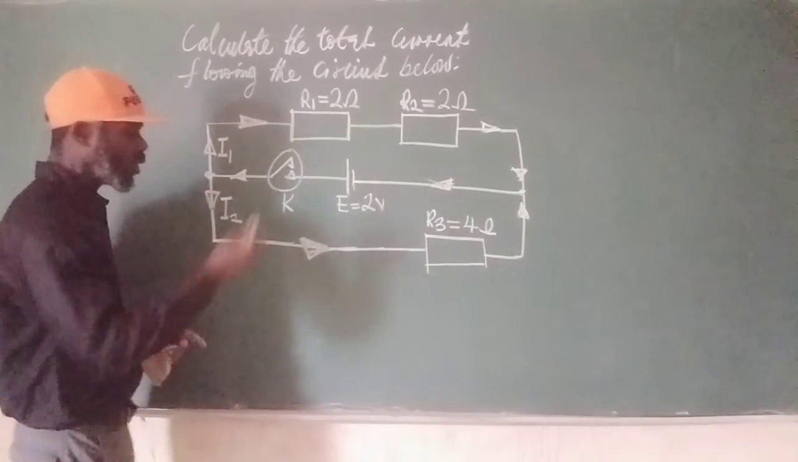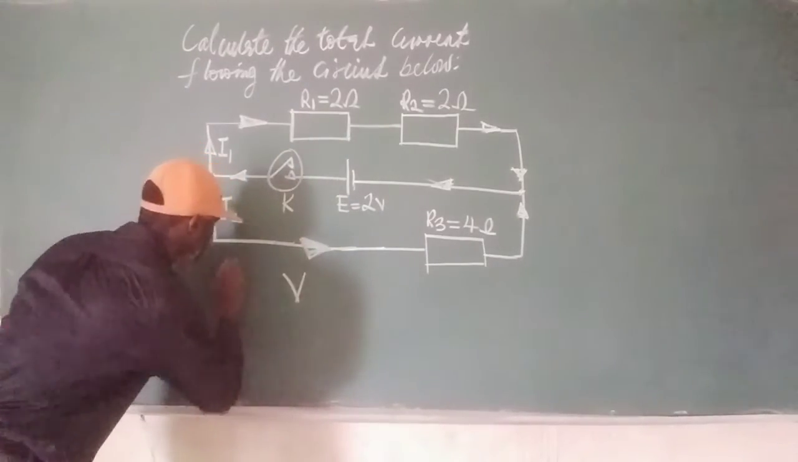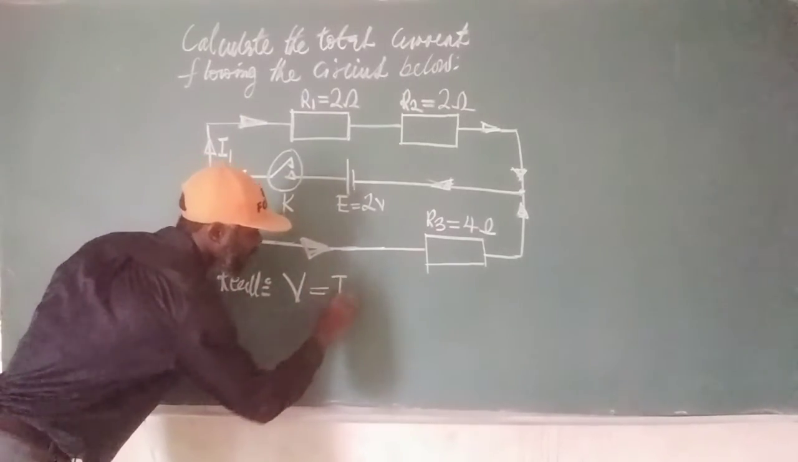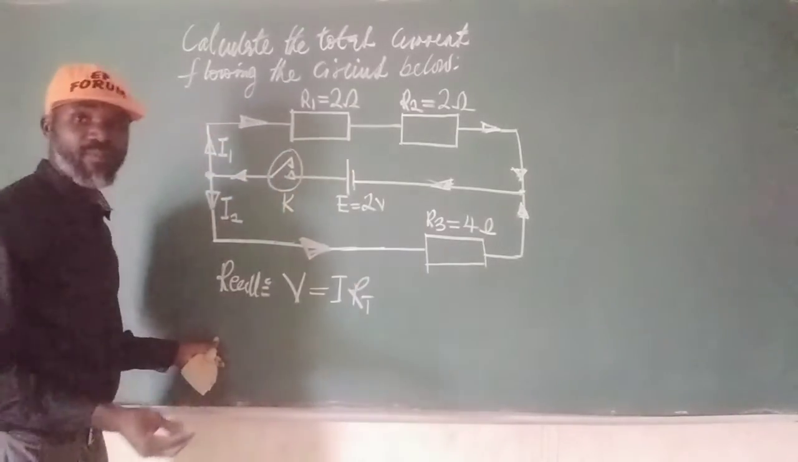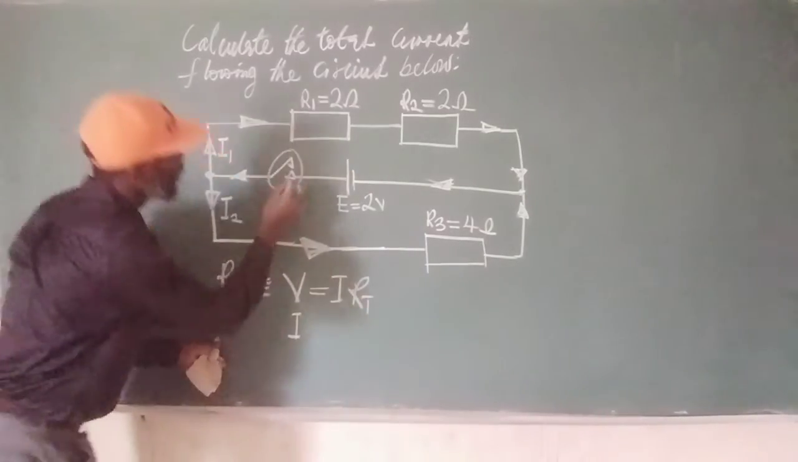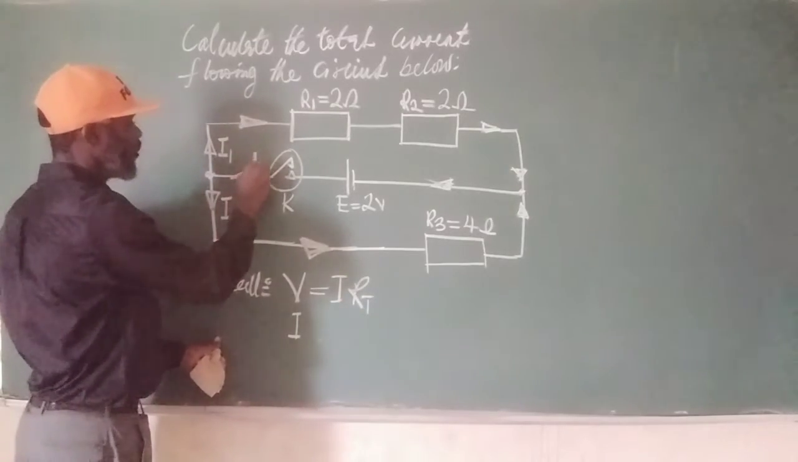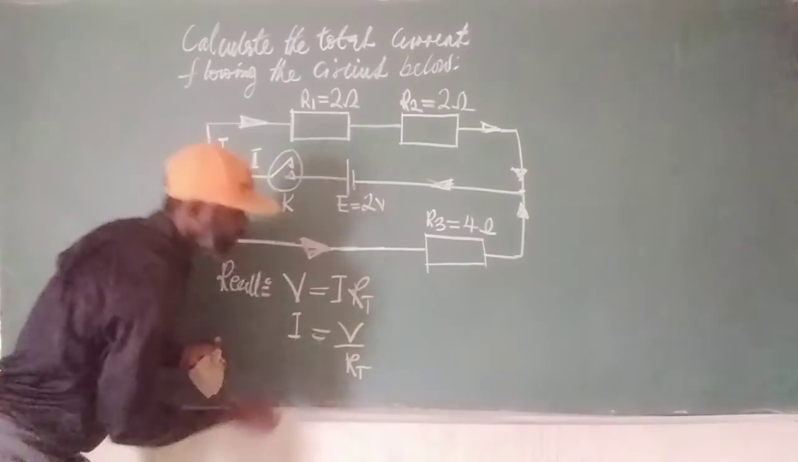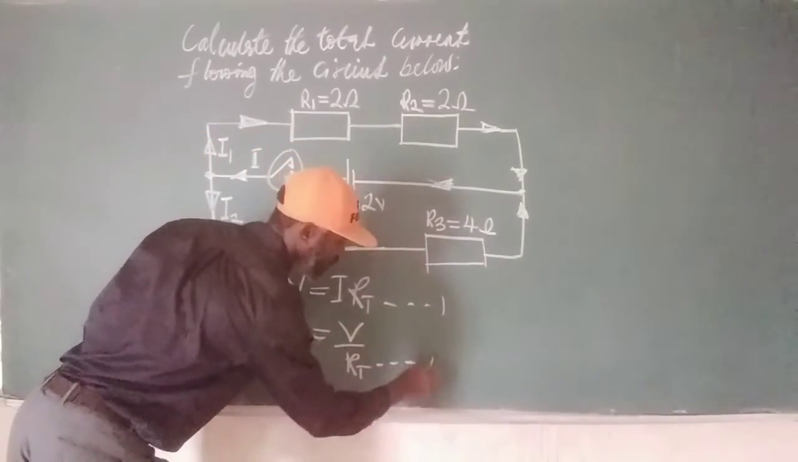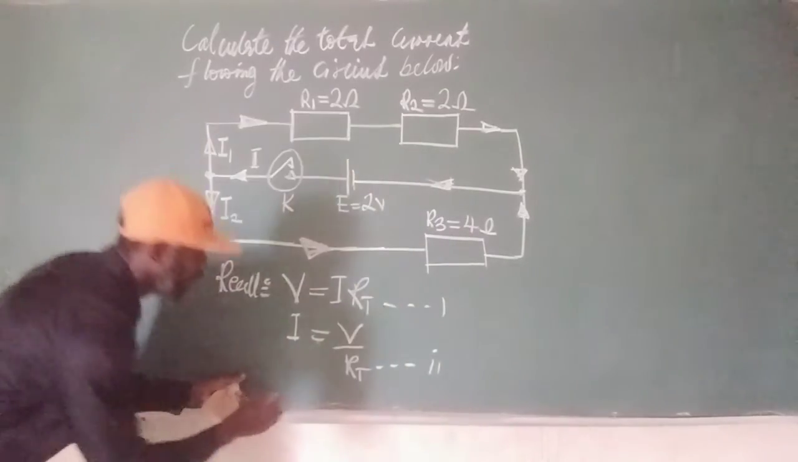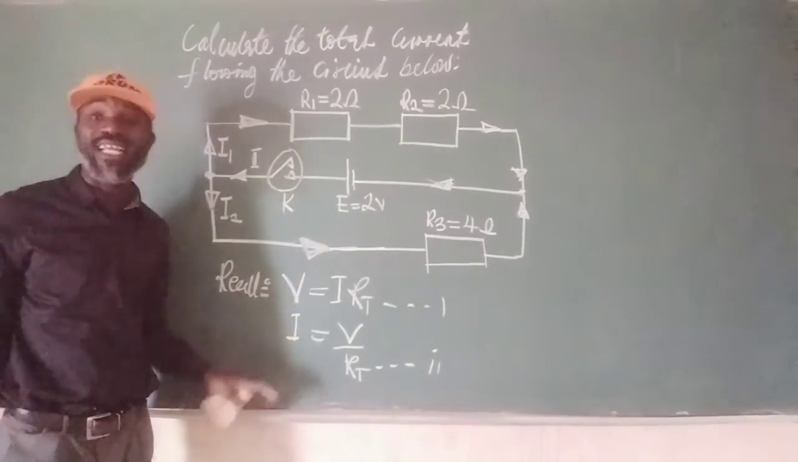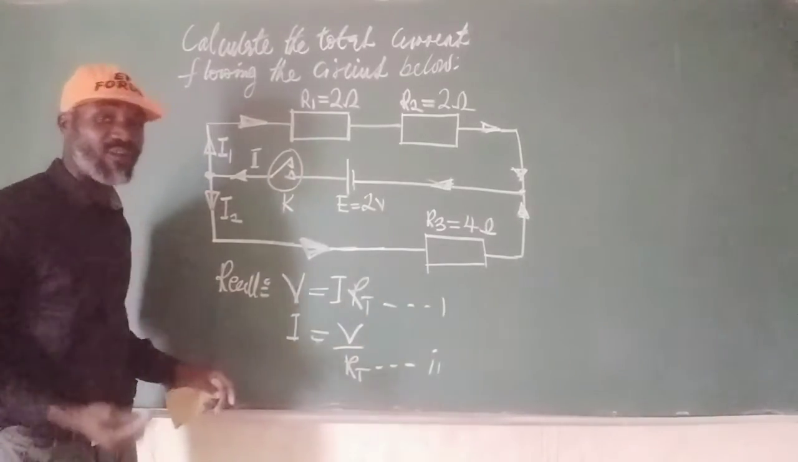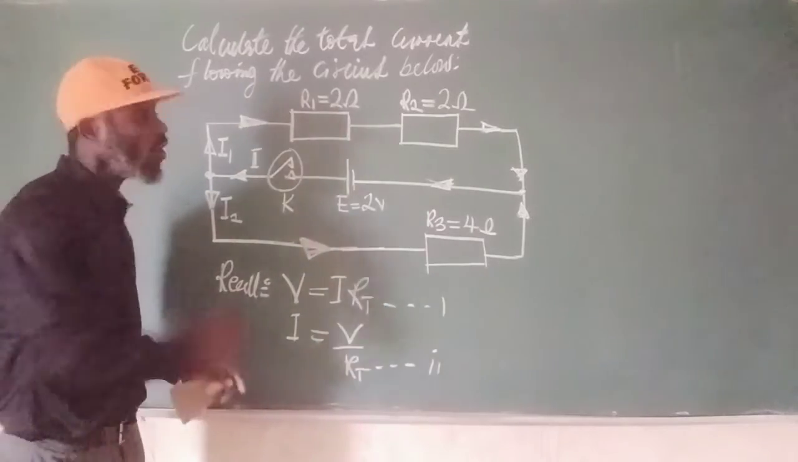Having said that, we quickly step to Ohm's law. We recall Ohm's law: V is equal to I times the total resistance, which we are going to calculate. If we are looking for I, that's the current flowing here. The total current flowing is I equal to V over RT. Since we are looking for I, we must find a way to get the value of RT, which is the total resistance of the circuit.